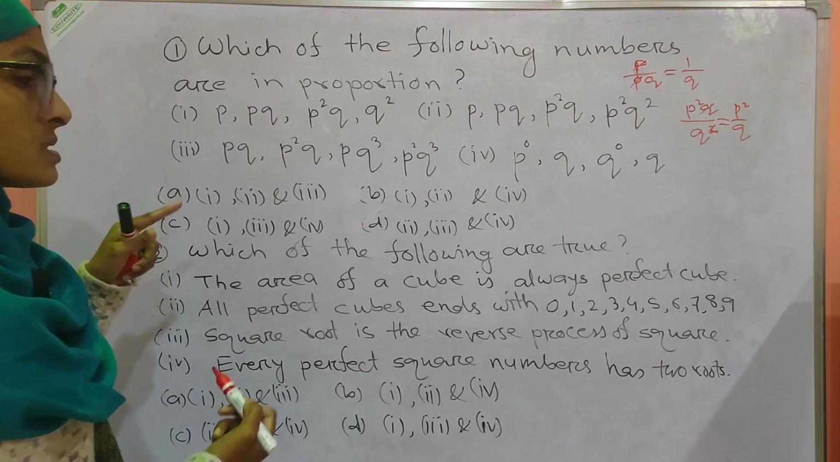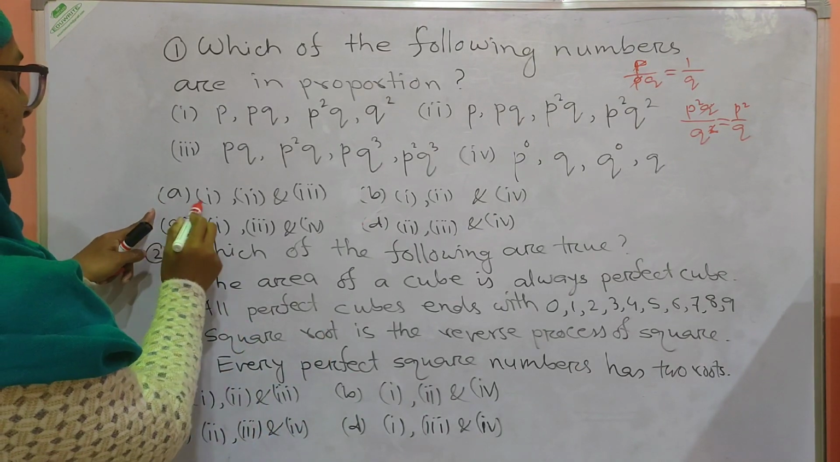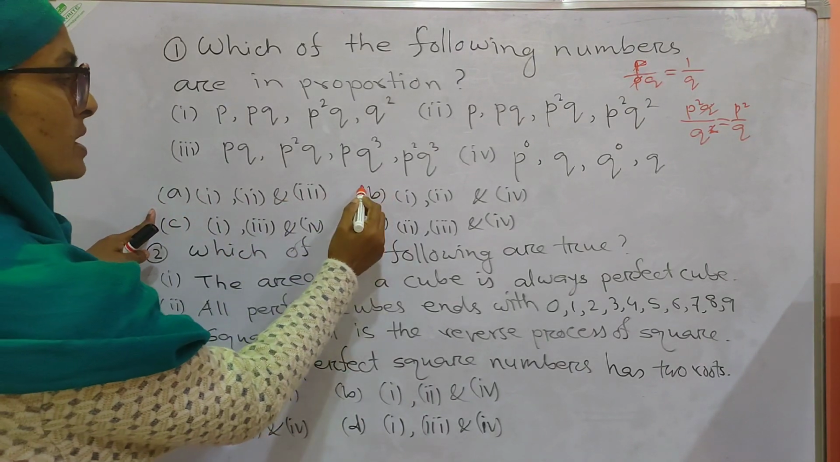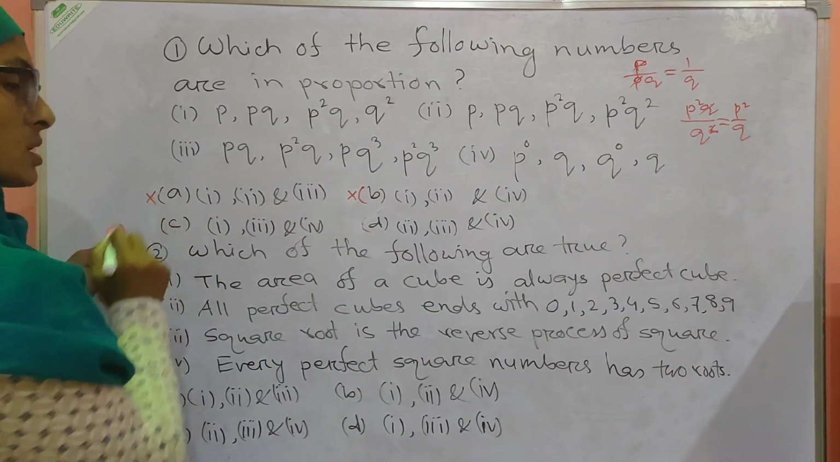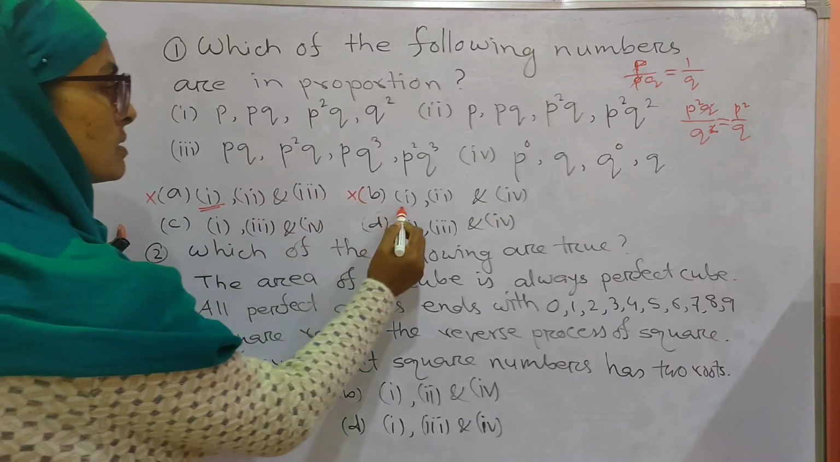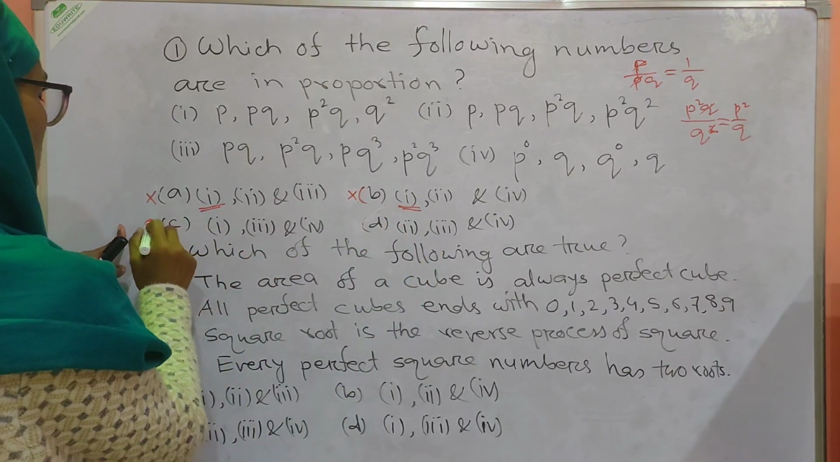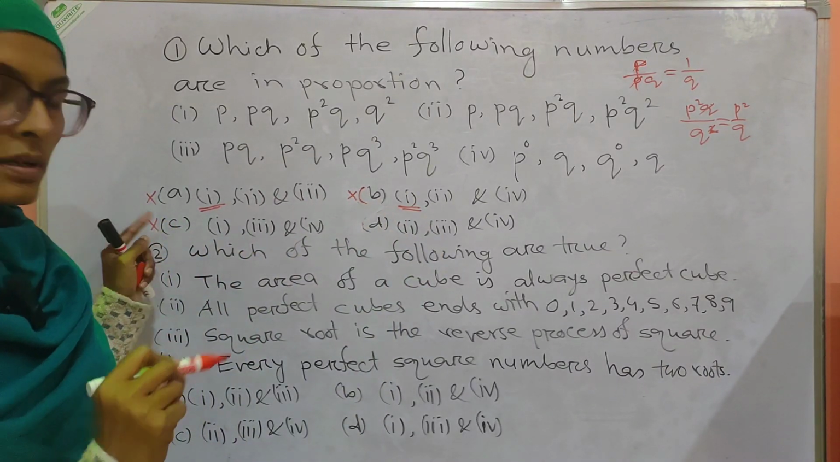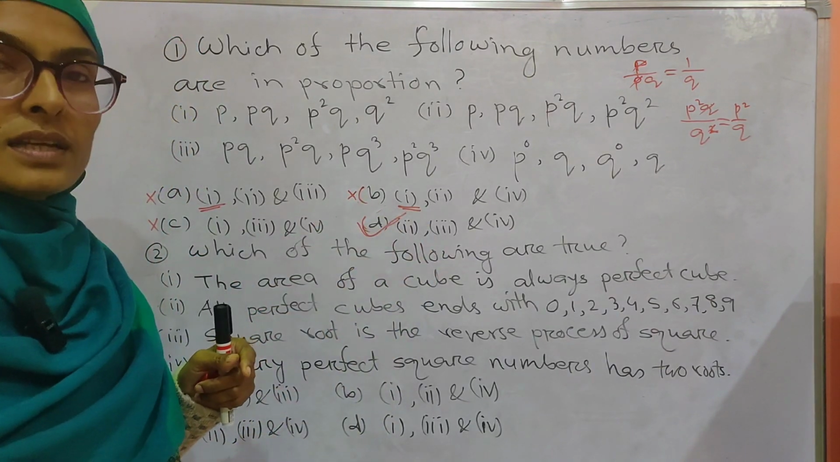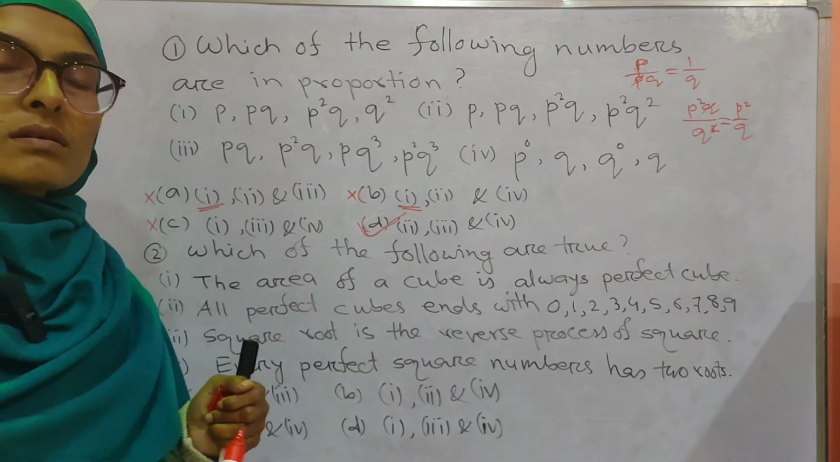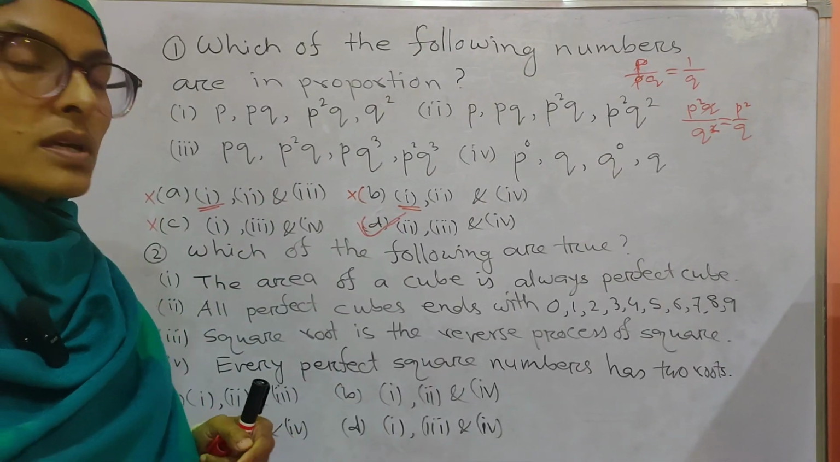So check the options. A is there, B is there, this one is not a correct option, this one is not a correct option, and this one is also not correct. The correct answer is option number D. This is the best trick for finding the solution of MCQs.